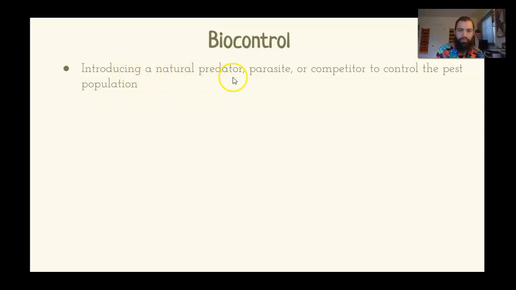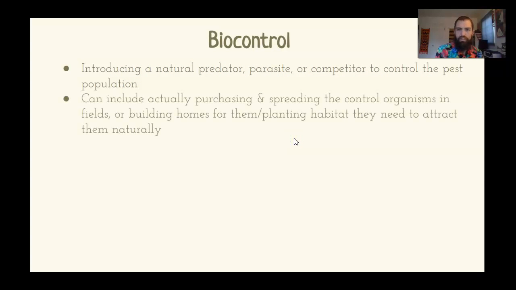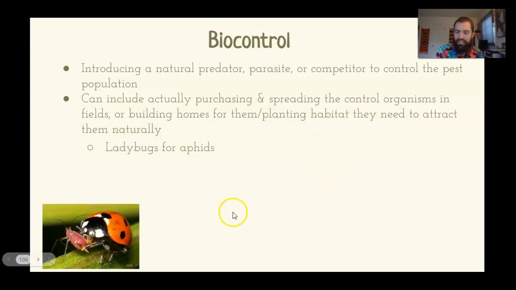All right, so with biocontrol, this is introducing a natural predator, a parasite, or a competitor to control the pest population. So you've probably seen ladybugs at the gardening store, and that's because they help manage aphids, which damage a lot of crops, right? So you can buy ladybugs and bring them into your field, and they help with aphids. And this can include actually purchasing and spreading that organism in fields or building homes for them and planting habitat that they need so that they're attracted naturally.